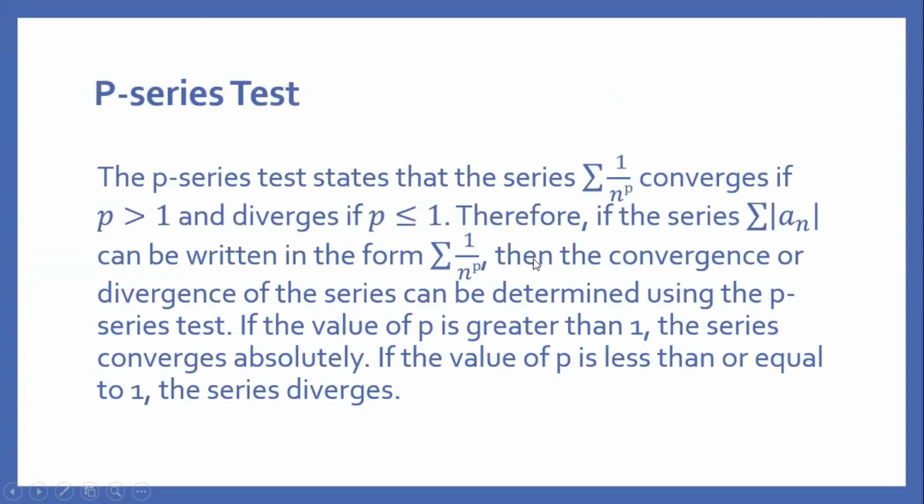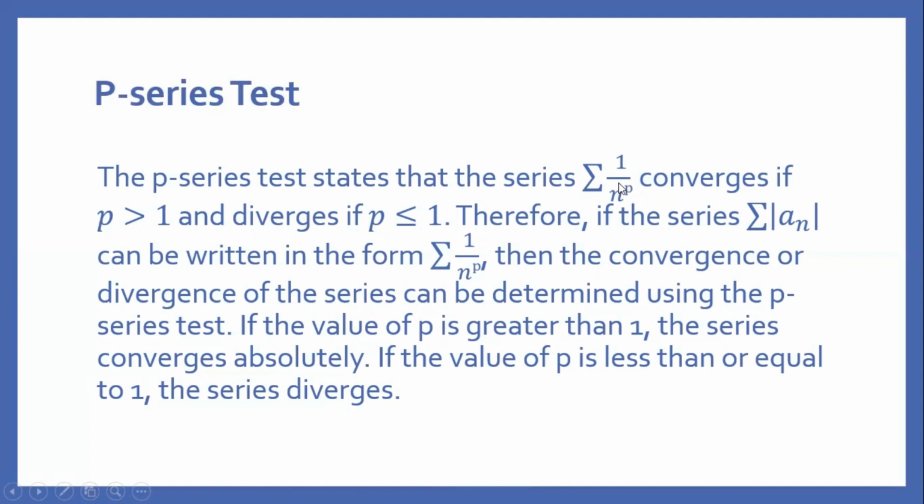So the p-series test, ano naman ang sinasabi niya rito? The p-series test states that the series summation of 1 over n raised to p converges if p is greater than 1 and diverges if p is less than or equal to 1. Therefore, if the series of summation of absolute of a sub n can be written in the form summation of 1 over n raised to p, then the convergence or divergence of the series can be determined using the p-series test. If the value of p is greater than 1, the series converges absolutely. If the value of p is less than or equal to 1, the series diverges. Ayan. So, simple lang yung paliwanag niya rito. Sa paggamit ng p-series test, using the summation of 1 over n raised to p, titingnan lang natin kung siya ba ay greater than or less than or equal to 1.